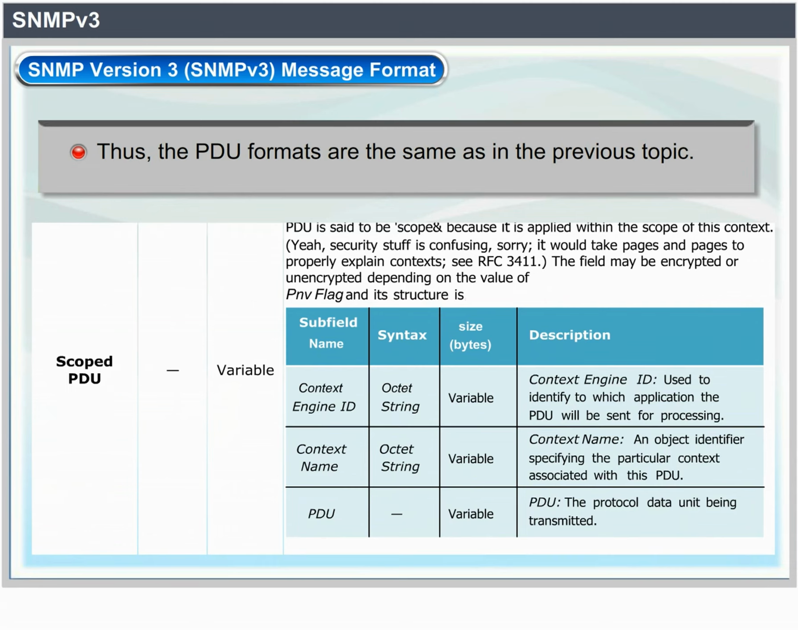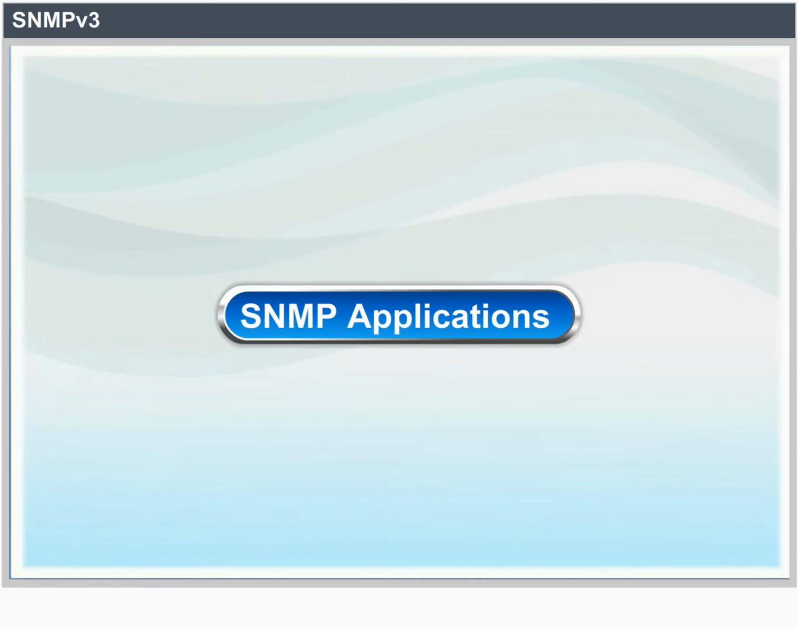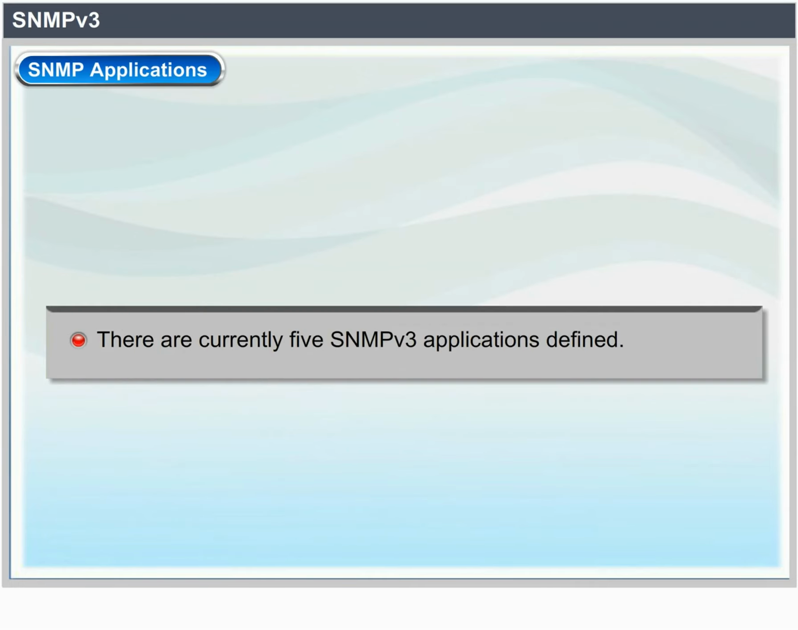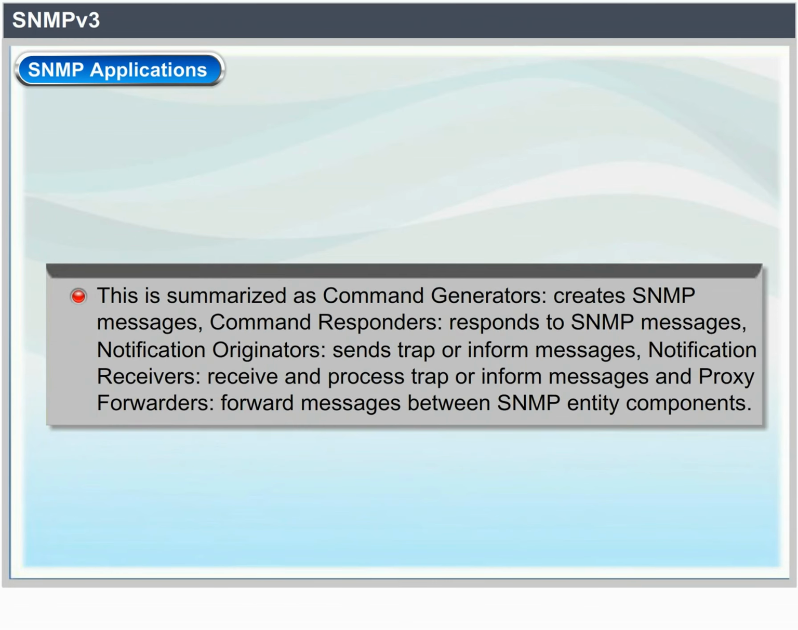SNMP applications. There are currently 5 SNMP v3 applications defined. This is summarized as command generators, which create SNMP messages; command responders, which respond to SNMP messages; notification originators, which send trap or inform messages; notification receivers, which receive and process trap or inform messages; and proxy forwarders, which forward messages between SNMP entity components.